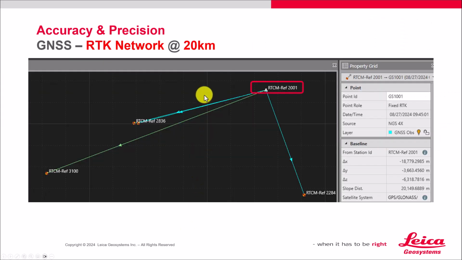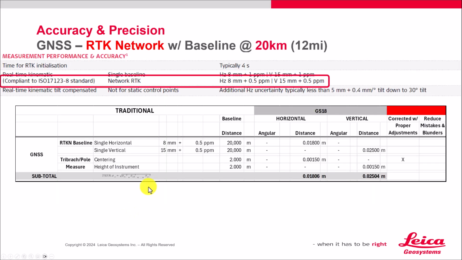Now let's take it to real-time kinematic network, and we're somewhere between the 40 kilometers and the 10. We're sitting at about 20, so we've got a slope distance here of about 20 kilometers. That's the longest baseline to some of my shots here. All right, so now we're going to look at the network RTK accuracies: horizontally 8 and 0.5, vertical 15 and 0.5.